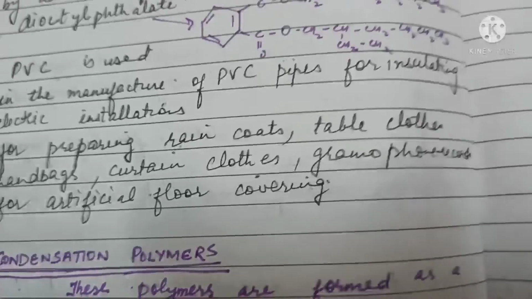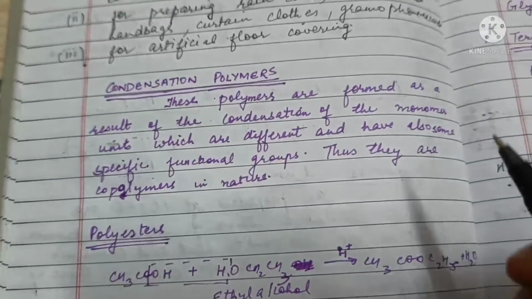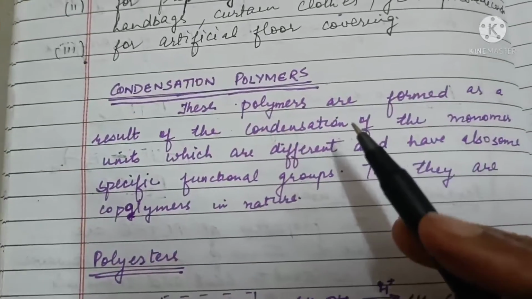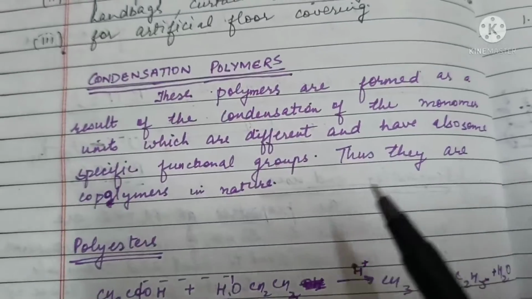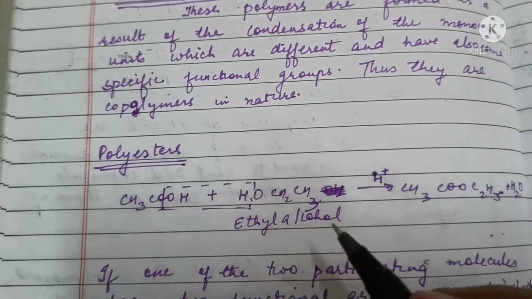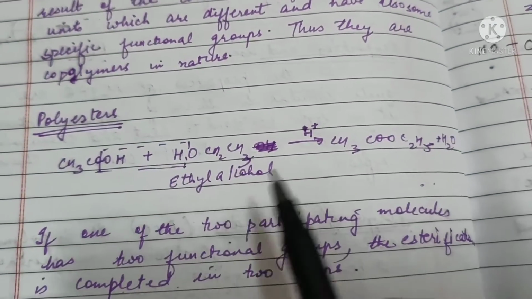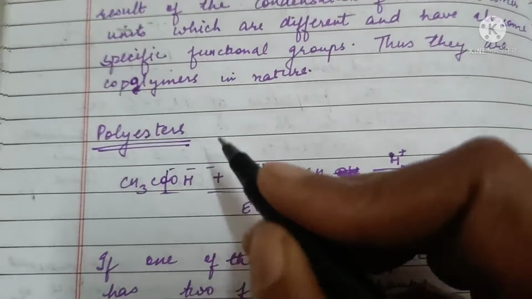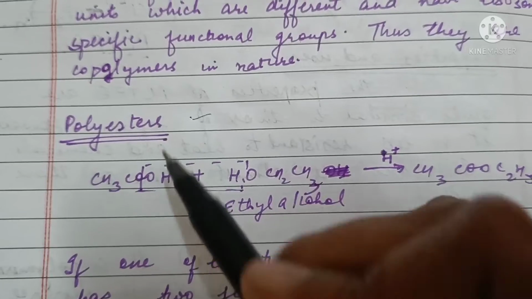We are doing polymers and our topic for today is condensation polymers. These polymers are formed as a result of condensation of monomeric units which are different and have also some specific functional groups. Thus, they are copolymers in nature. The two monomeric units are different. So, first category of polymers that we will do are polyesters.